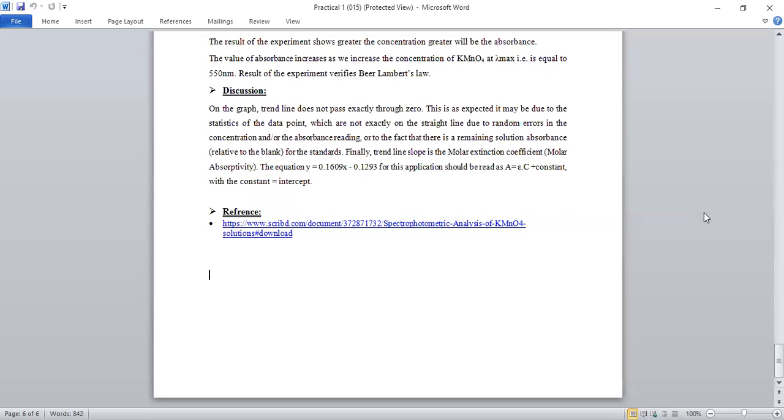Finally, the trend line slope is the molar extinction coefficient, the molar absorptivity. The equation y = 0.1609x - 0.1293 for this application should be read as A = ε·C + constant, with the constant equal to the intercept. That's all from my side.